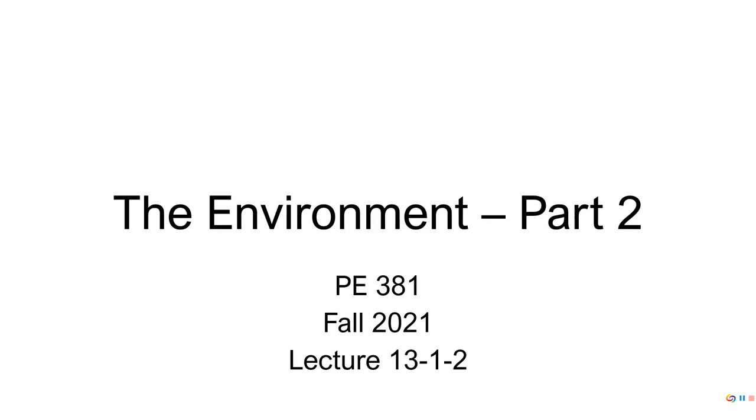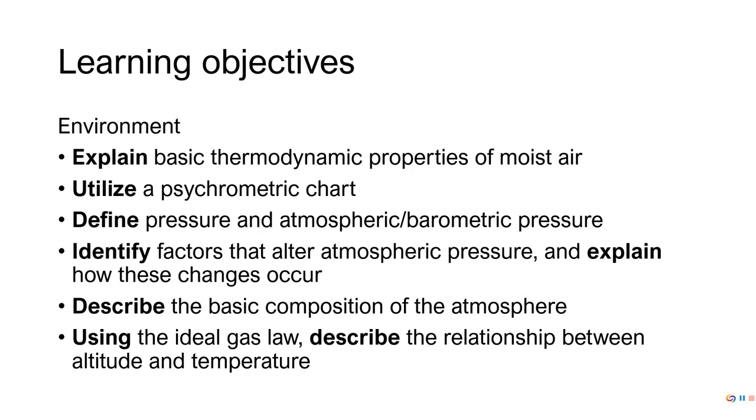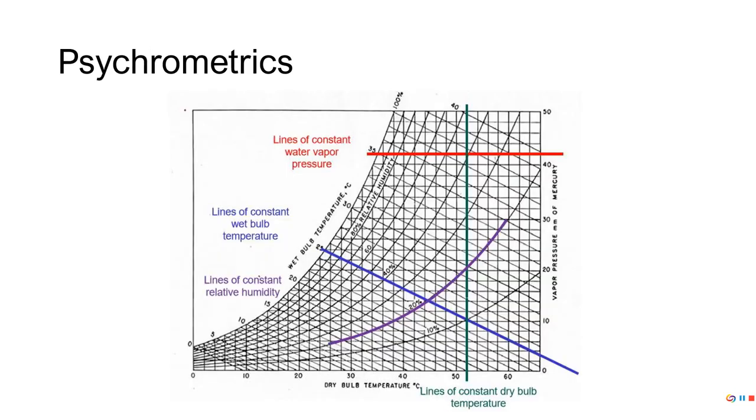Okay, so we're going to continue talking about the environment here, and we've got a few more objectives, but there's not too many more slides. Now, the first thing that we're going to talk about is something called a psychrometric chart. There is a lot going on in this chart, and we will likely have you use one of these in class just to help you better understand what's going on.